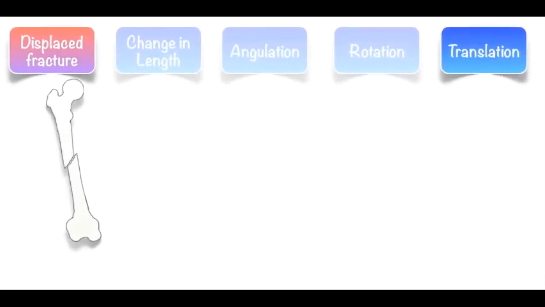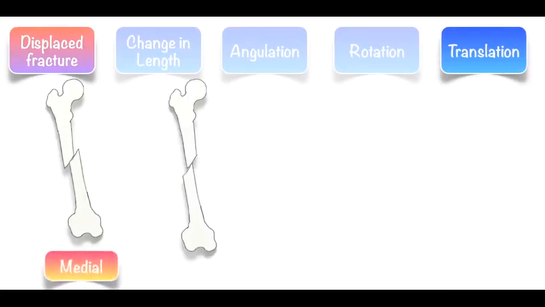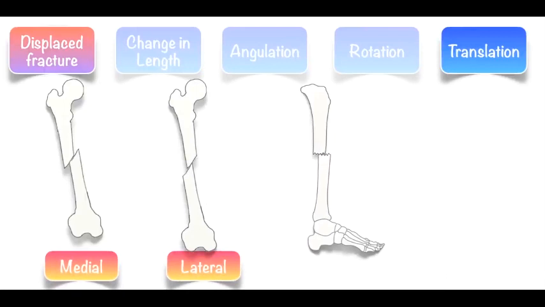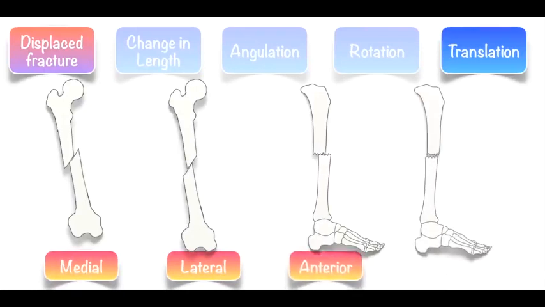Translation. This occurs when the fracture surfaces have shifted sideways in relation to each other, depending on the position of the distal fragments. In this case, the fracture may be translated medially, laterally, anteriorly, posteriorly, or by a combination of these.